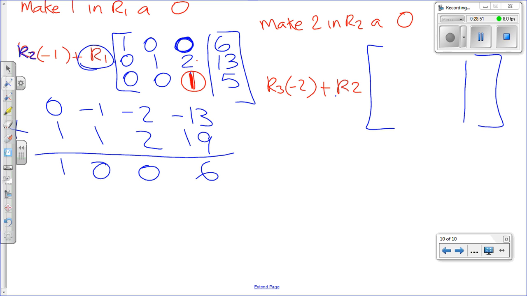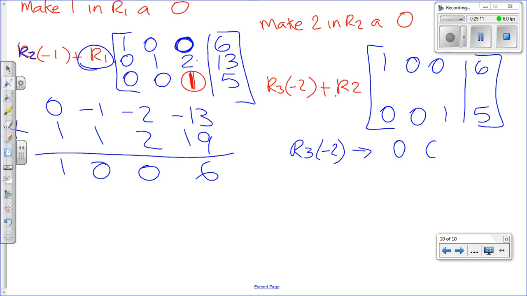Okay, so before I forget, I'm going to copy R1: 1, 0, 0, 6. And I'm going to copy R3 because I'm not doing anything to it. I am actually done with it. Okay, so R3 times -2 is going to be 0, 0, -2, and -10. That's multiplying this row times -2. And then I'm going to add R2.